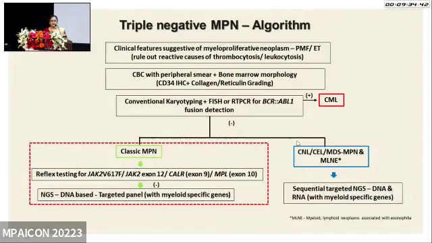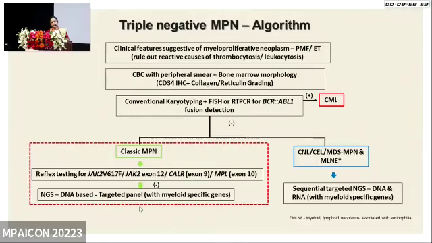So this was the algorithm. From the beginning, when the MPN group was characterized, this was the algorithm that was followed, with the clinical features of MPN, then the basic diagnostics of peripheral smear, bone marrow morphology, including collagen reticulin grading, conventional karyotyping, and FISH for BCR-ABL to clearly exclude Ph negative MPN. And we look at classic MPN here, follow reflex testing of these driver mutations, and then only select the ones which are truly triple negative.